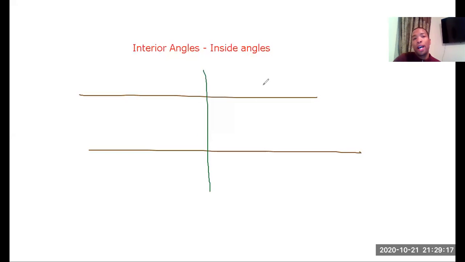Now let's look at interior angles, which refer to the angles that are on the inside. That one right there is inside. That one is an interior angle, this right here, and that one right there. So we have 4 interior angles with this transversal that was created with these two parallel lines. Our interior angles are the ones that are on the inside.